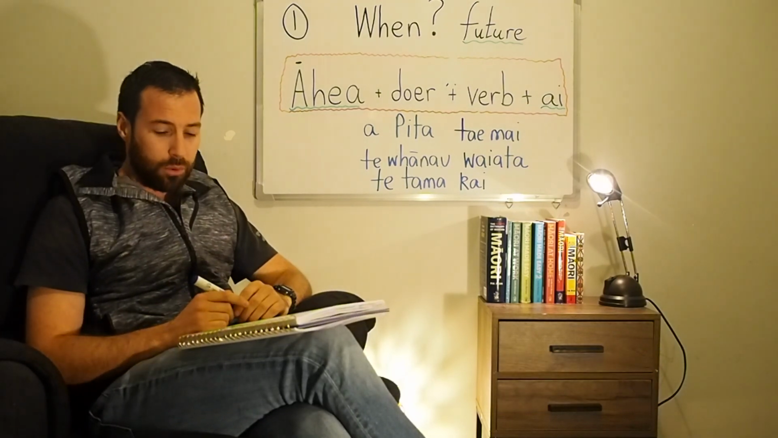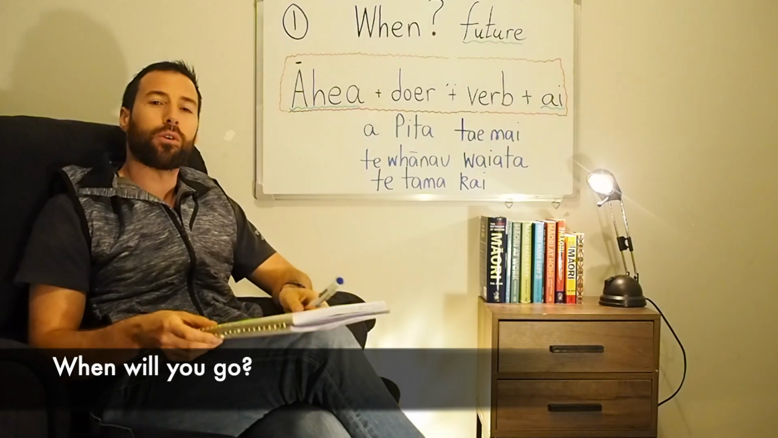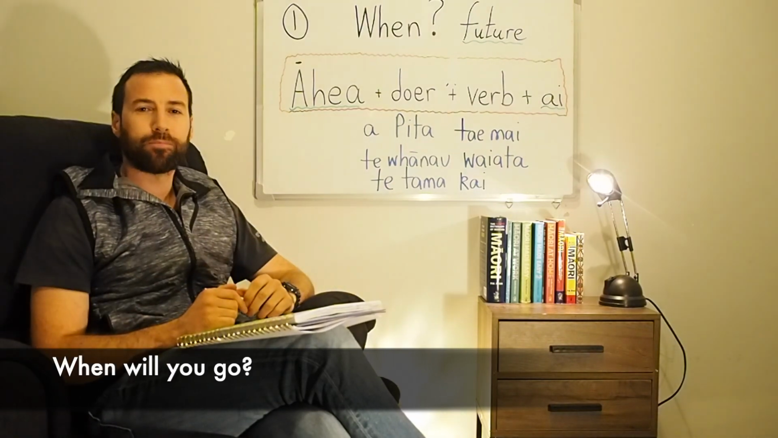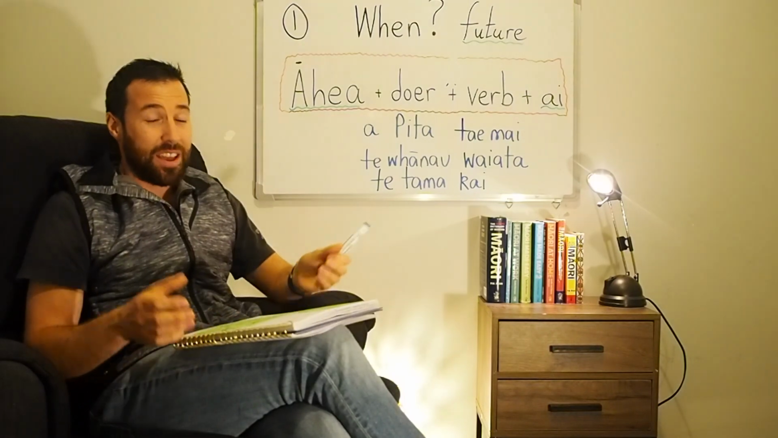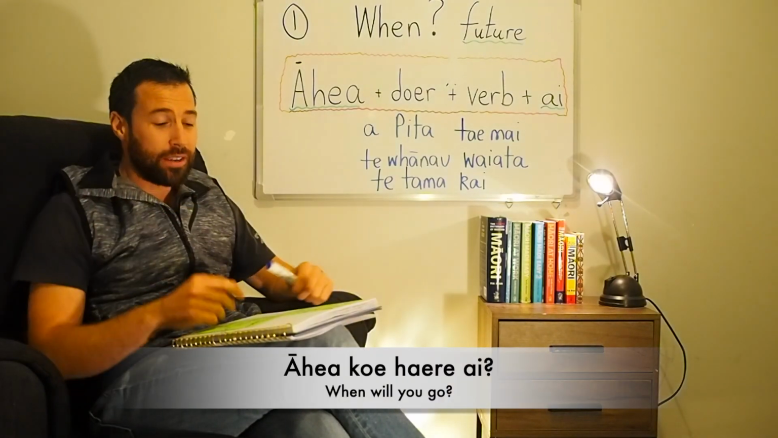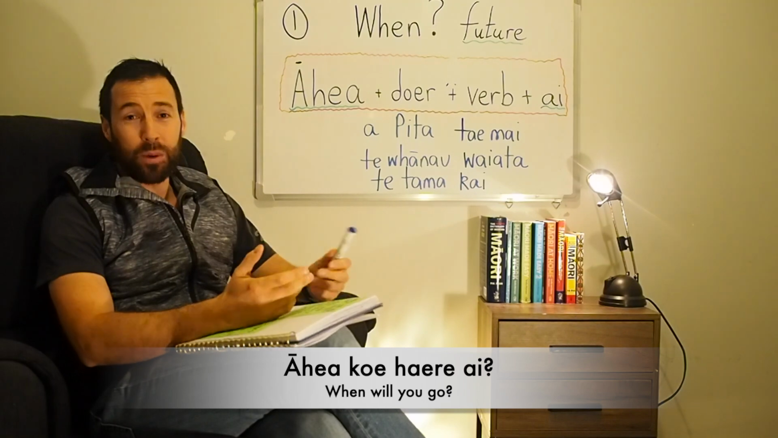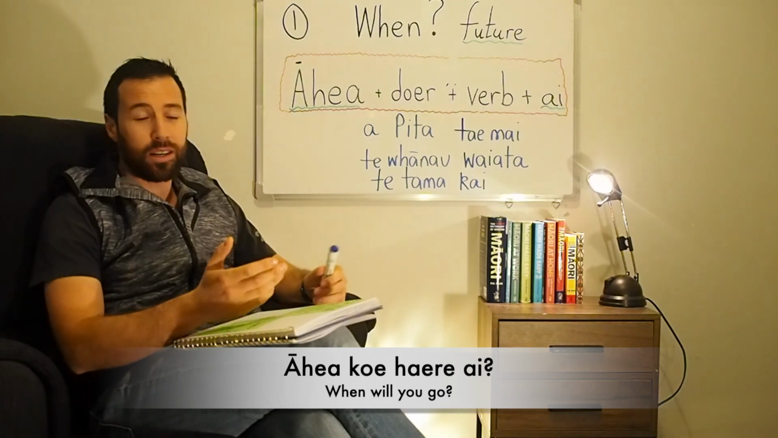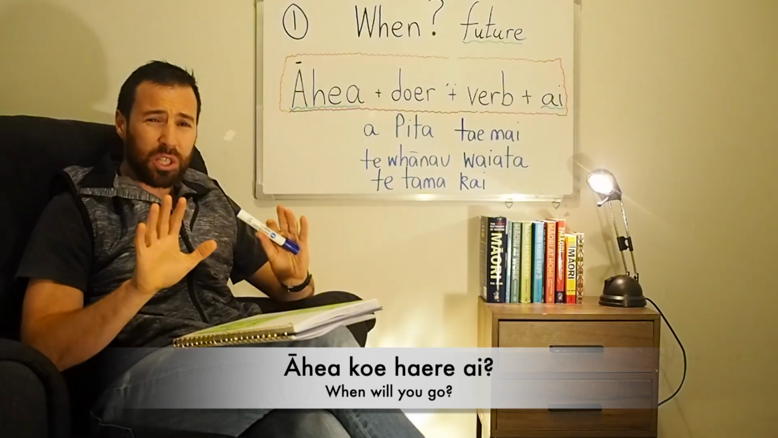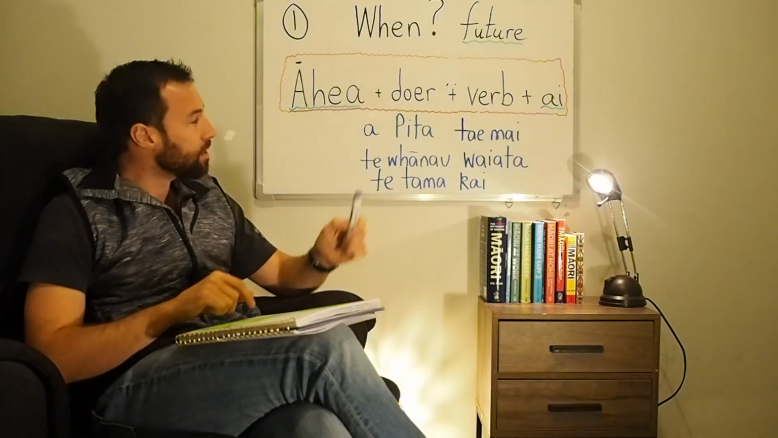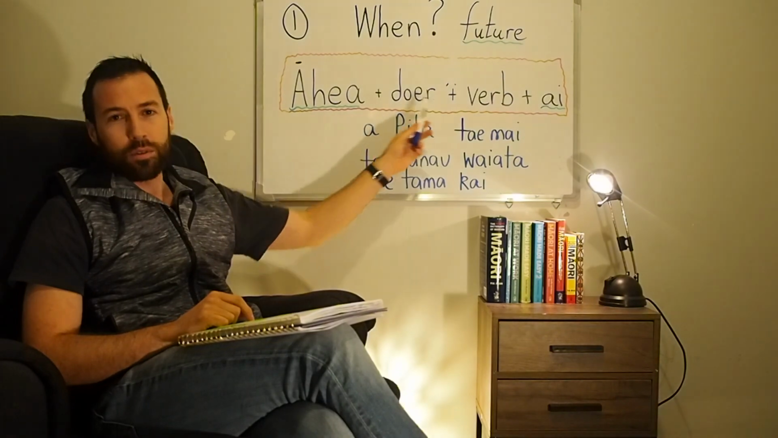Let's look at our third example. When will you go? Righty, did you get "Ahea koe haere ai?" When will you go? "Ahea koe haere atu ai?" If you didn't, it'll just be a minor tweak. Just go back on this, look at this sentence structure over and over.